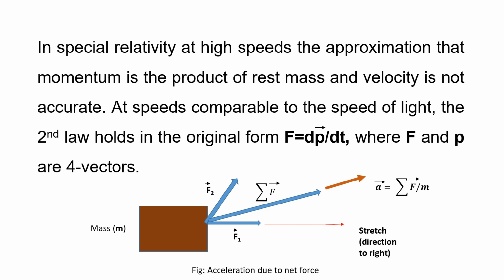Now you can see the example for F is equal to ma. There is a mass m and there are two forces being applied on the object. One is the force F1 applied on the mass in the right direction, forward, and there is a force F2 acting at some angle. The sum of the two vectors, summation F, gives the acceleration provided on the body, so a is equal to summation F by m. You can see in the figure the acceleration due to the net force.